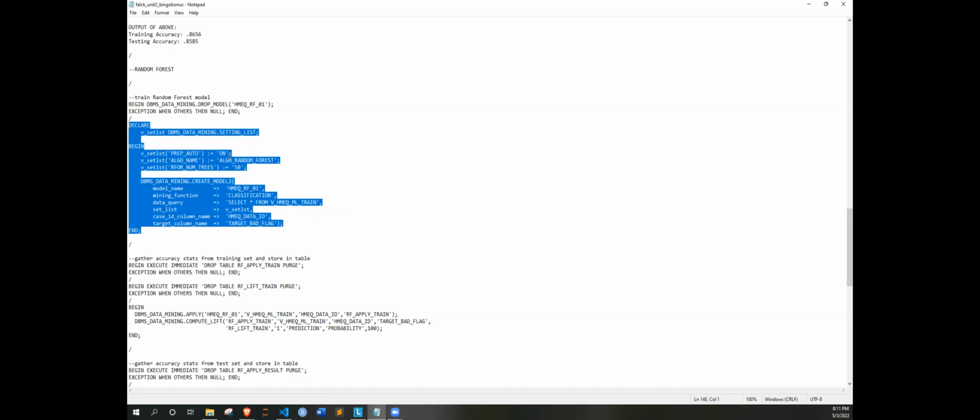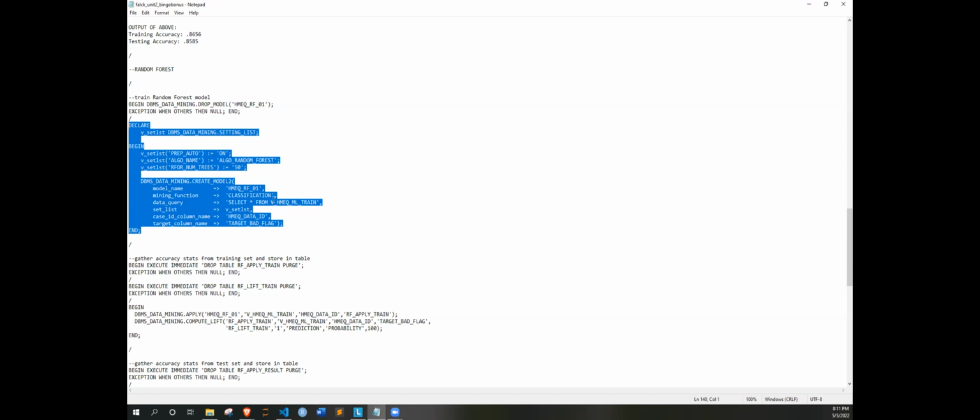We can set the algorithm name right here, and we can put in a variety of parameters. I just put in the one parameter for the number of trees that we're going to use. The mining function is classification. Basically what we're doing here is trying to predict whether a particular person is going to default on their loan or not, so it's a classifier.